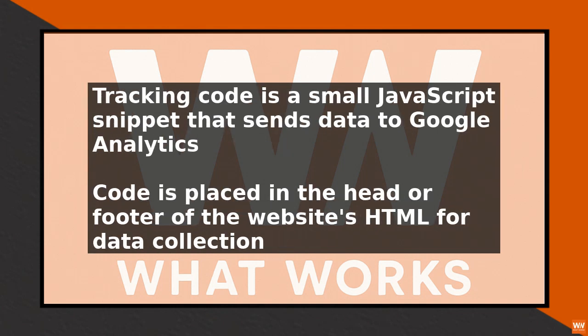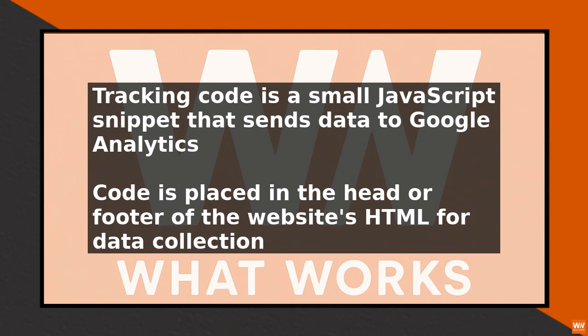The tracking ID is important because it allows Google Analytics to distinguish between different websites and properties. Without a unique tracking ID, Google Analytics would not be able to collect and process data accurately. Additionally, the tracking ID is used to link your Google Analytics account to your website, ensuring that you are collecting data for the correct property.